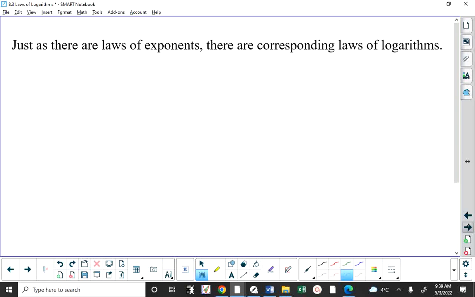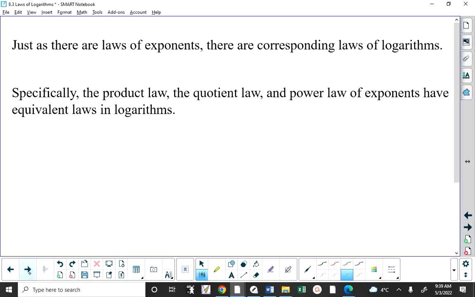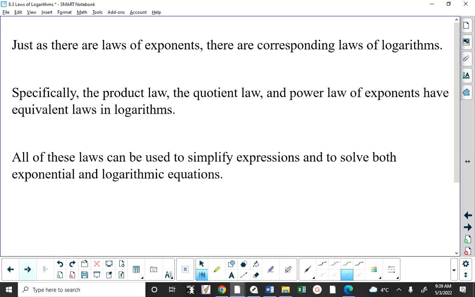Well, we've got laws for exponents, right? When you multiply a common base, you add the exponents. When you have a power of a power, you multiply the exponents. You have all of these laws for exponents, which means there must be laws for logarithms, because logarithms are just exponents written in a different way. And we're not here to prove these laws. We're here to be able to use them. Some of you might be able to dig down deep in your brain and understand why these laws work, but we don't need to. So there's a product law, a quotient law, and a power law for logarithms.